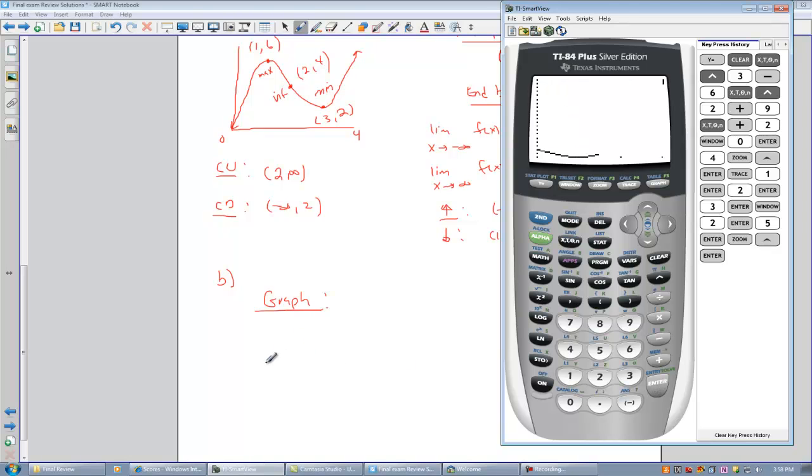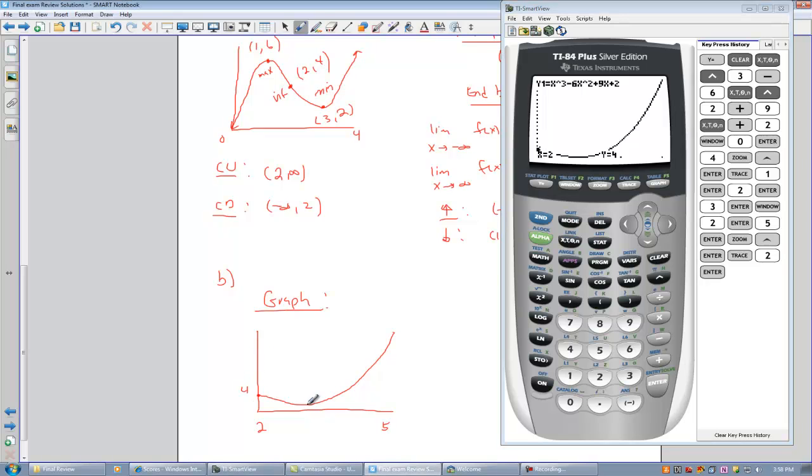And so between 2 and 5, here's what it looks like. So here's 2, here's 5. It starts up here, comes down, and ends up there. You can figure out these values. You just figure out where it starts by hitting trace. So it starts here at 2, up at 4. This we've already found. This is the point 3, 2. And then this height up here, this is the point 5, well, if you plug in 5, you get out 22.